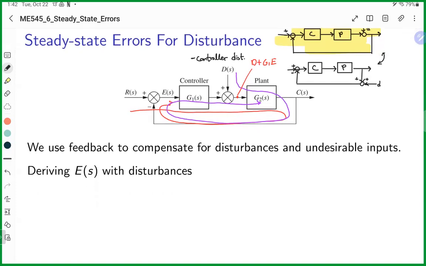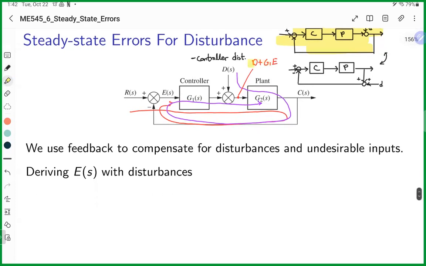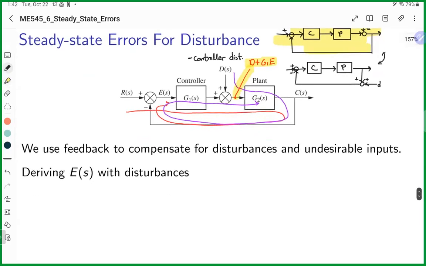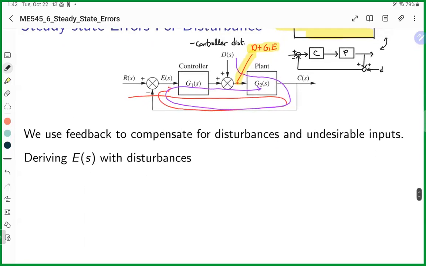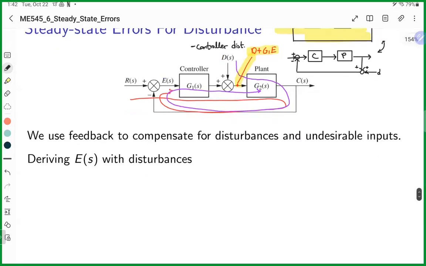So let's derive this. And first, we're going to define this signal past the summing junction as D plus G1 times your error, E of S. And let's write that down. So our output, C, is equal to that G2 multiplied by disturbance plus G1 multiplied by error.